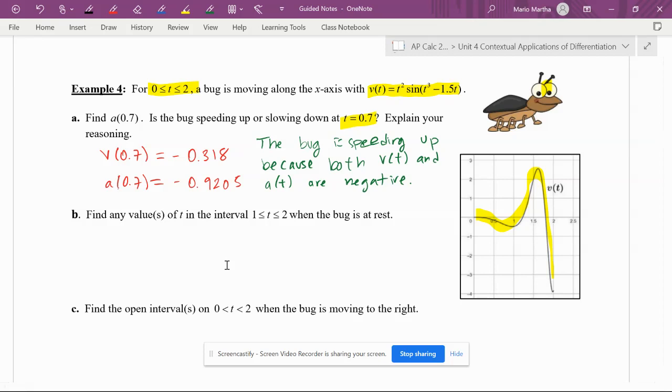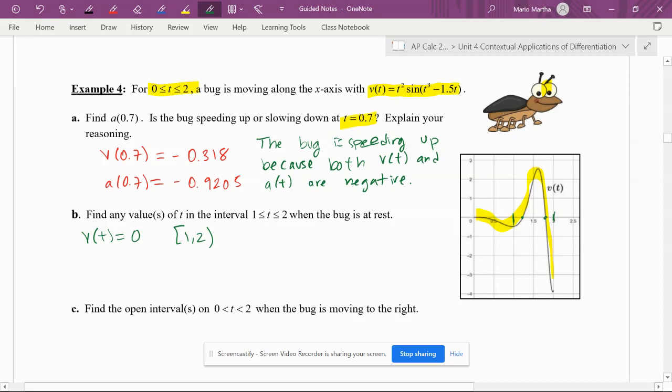So you have to remember that the bug is at rest when v of t is equal to 0, right? So when does v of t equal 0 between the interval 1 and 2, right? So here, if you notice, it's equal to 0. The bug is at rest at 2 moments, right? Here and here, according to our graph.